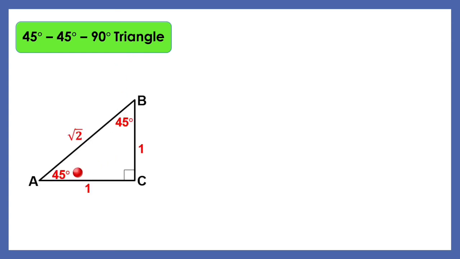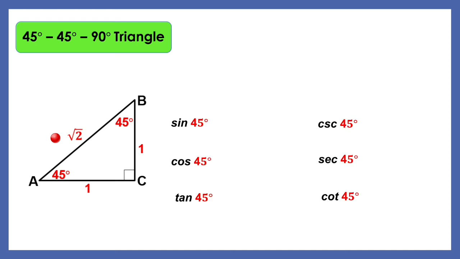This is the figure. We have triangle ABC at right angle C. Angle A measures 45 degrees. Angle B measures 45 degrees. Angle C is 90 degrees. Ang side na opposite ng angle A measures 1. Ang side na opposite ng angle B measures 1 also. And then, yung side opposite ng ating right angle, which is the hypotenuse, measures square root of 2. We will now find the 6 trigonometric ratios of special angle 45 degrees.